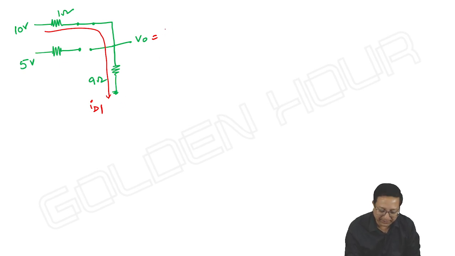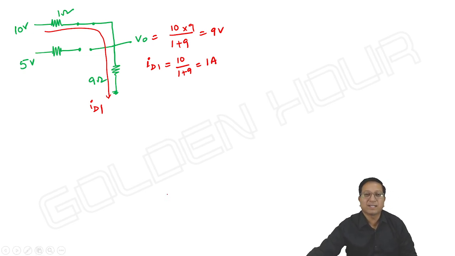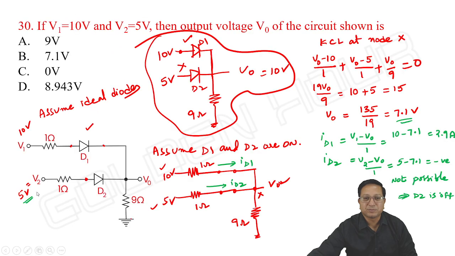So V output is equal to 10 volts, by the voltage division rule, 9 divided by 1 plus 9, times 10. It is 9 volts. Okay, we can write it. And what about ID1? ID1 is equal to 10 by 1 plus 9. It is 1 ampere. Even ID1 cannot be equal to 2.9 amperes, right? V output cannot be 7.1 volts and ID1 cannot be 2.9.